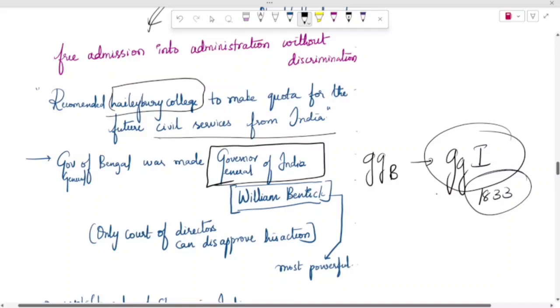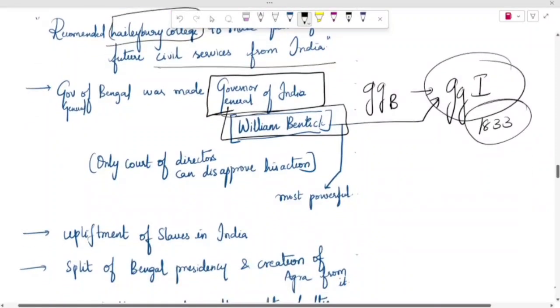Anyone can do trade. Fine. So the 1833 Act removed the monopoly of the British East India Company. Now the Governor General of Bengal will be made Governor General of India, and William Bentinck is the first person to become Governor General of India. And he will have a veto in everything. He was made most powerful, and only the Court of Directors can disapprove his action.